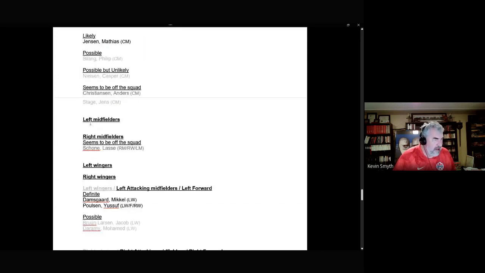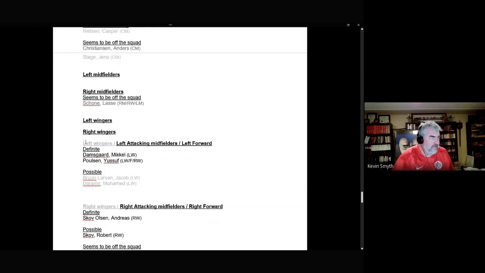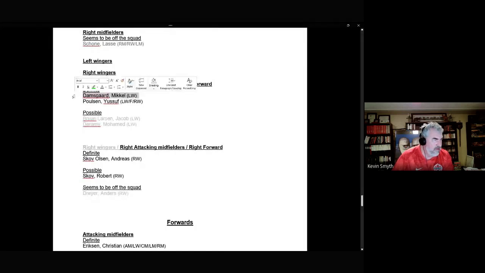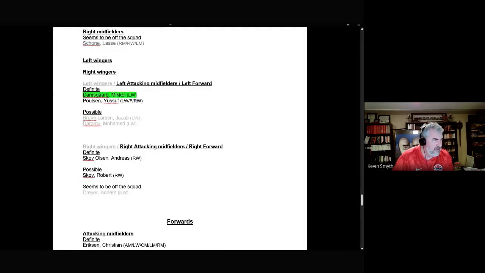They have a shockingly few left midfielders, right midfielders. And none of those look like starters. And as far as left wingers and right wingers go, they've been using them more as attacking midfielders or outside forwards. But we do have a couple of candidates who look like starters there. Mikkel Damsgaard is a left winger who we consider definite, and I do see him as a starter.